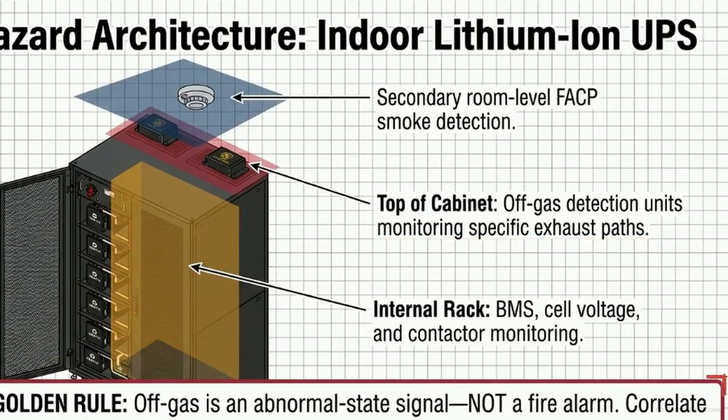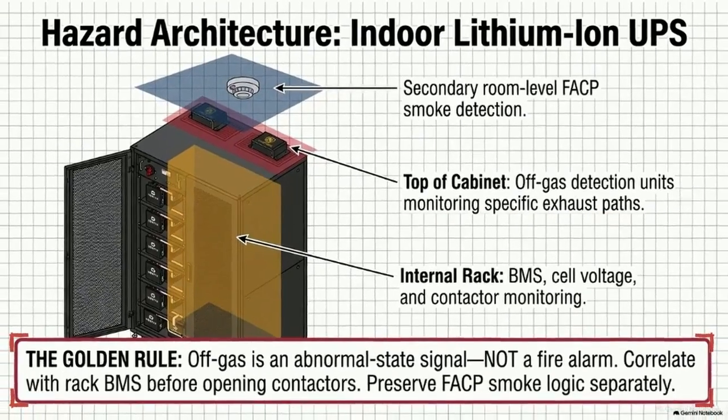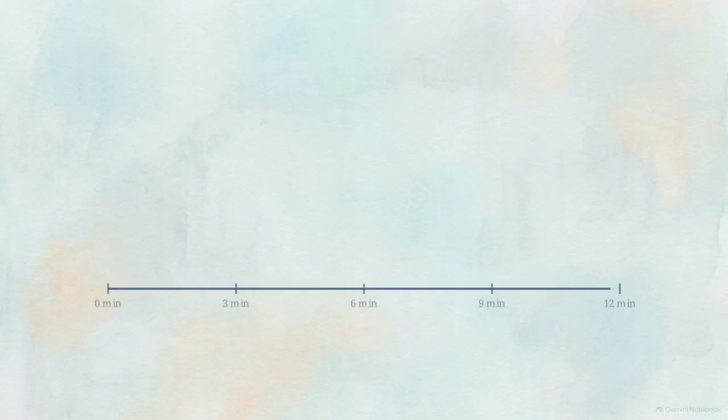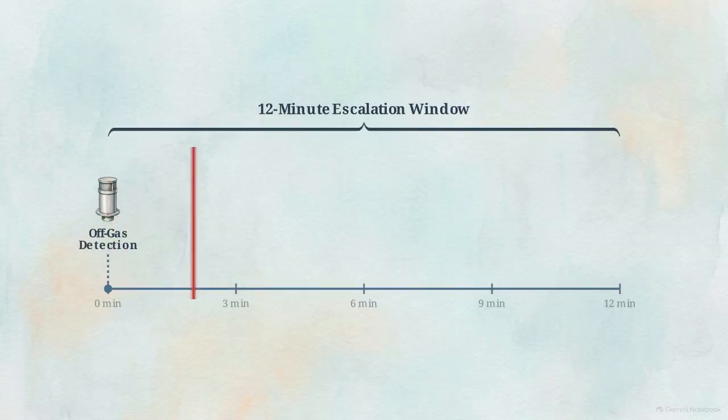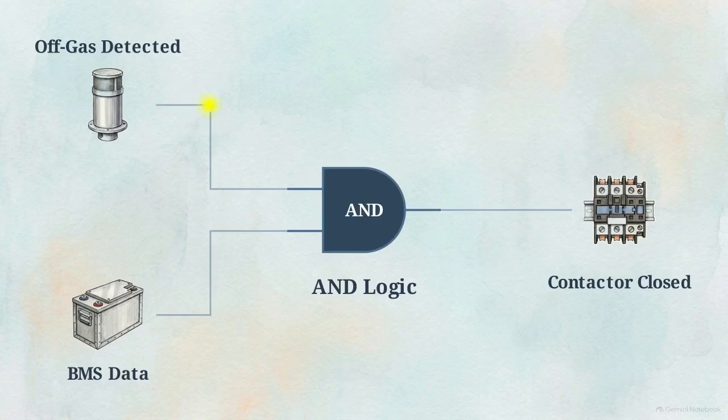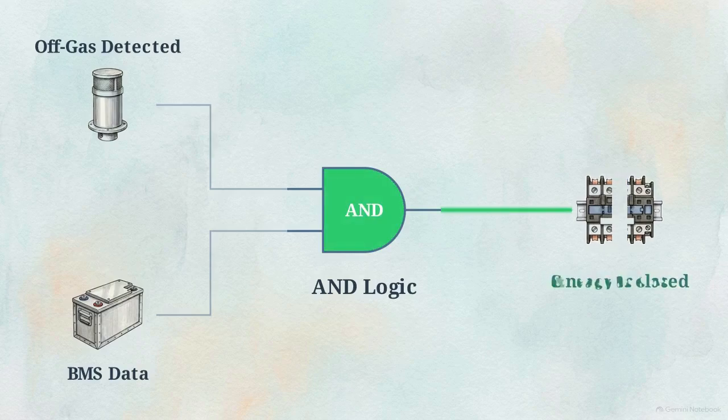Off-gas detection serves as an abnormal state signal rather than a fire alarm. This distinction prevents the system from misinterpreting a chemical precursor as an active flame. When a cell begins to vent gas, the system has an approximate 12-minute window to act before the chemistry enters full thermal escalation. This off-gas signal must be correlated directly with the internal rack BMS data to verify the anomaly before any contactors are commanded open to isolate the energy.